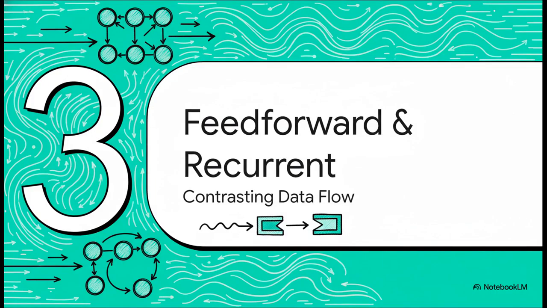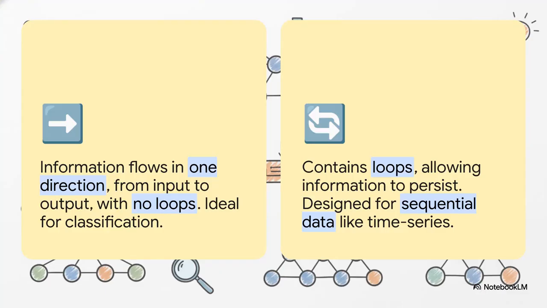Okay, time to get into the specific types of architecture. Let's talk about feed-forward and recurrent networks, and really focus on how the way data flows through them completely changes what they're good at. And here's the fundamental split between these two. On one hand, you have feed-forward networks. Think of this as a one-way street. Data goes in the input, flows through the hidden layers, and comes out the output. That's it, no looking back. This straightforward approach is perfect for static problems, like classifying an image or predicting a number.